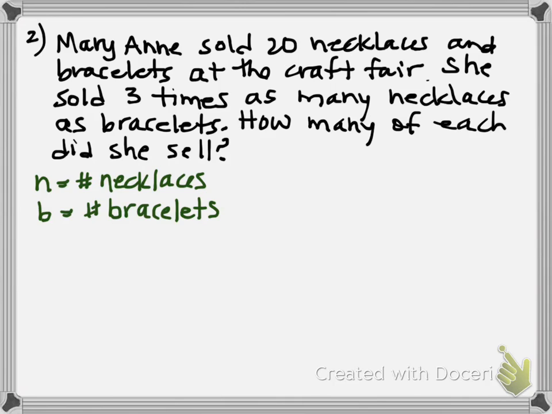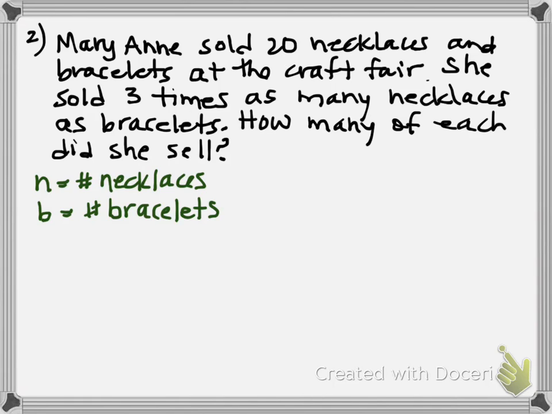Number of bracelets. Okay. There are two numbers that I see in this problem, and so that means I've got to figure out an equation for each one that uses those numbers. So the number 20, what does 20 represent? Joy? The total of how many she sold. Total of how many she sold. So how can I write an equation using that 20, knowing that N is the number of necklaces and B is the number of bracelets? How would I write that?